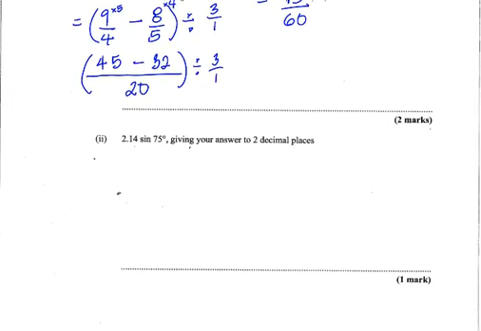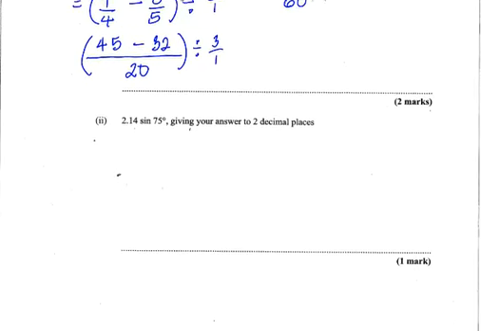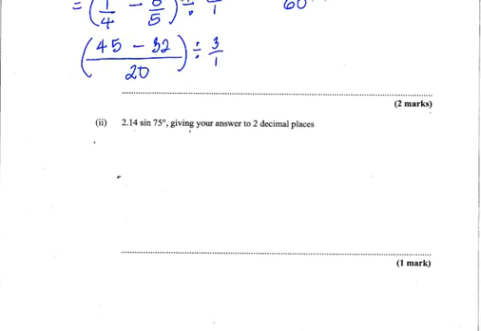Part (ii) is asking you for the value of 2.174 sine 75, giving your answer correct to 2 decimal places. All you have to do is type 2.174 sine 75 in your calculator and press equal, and you should get 2.06708.